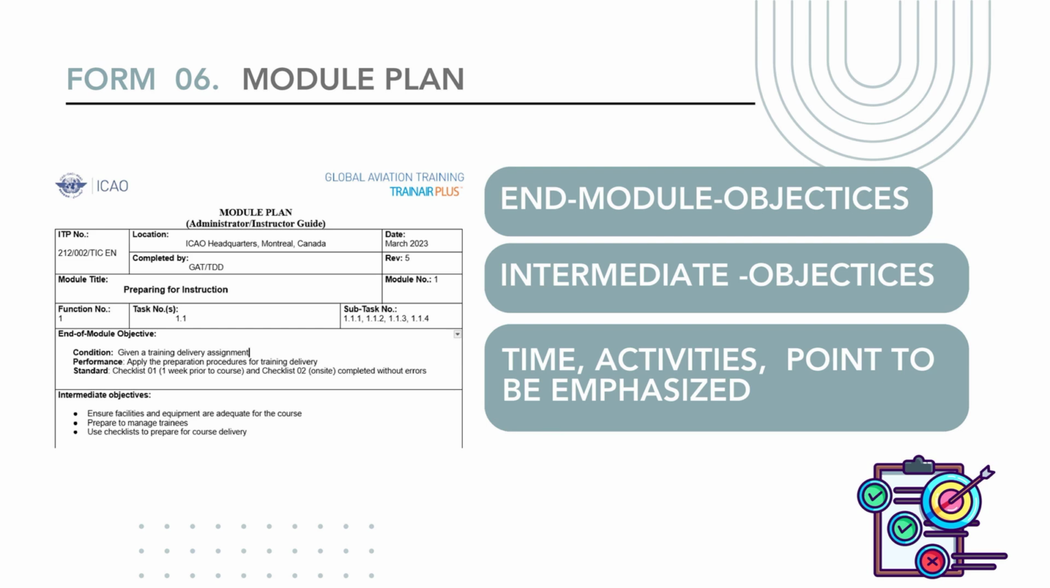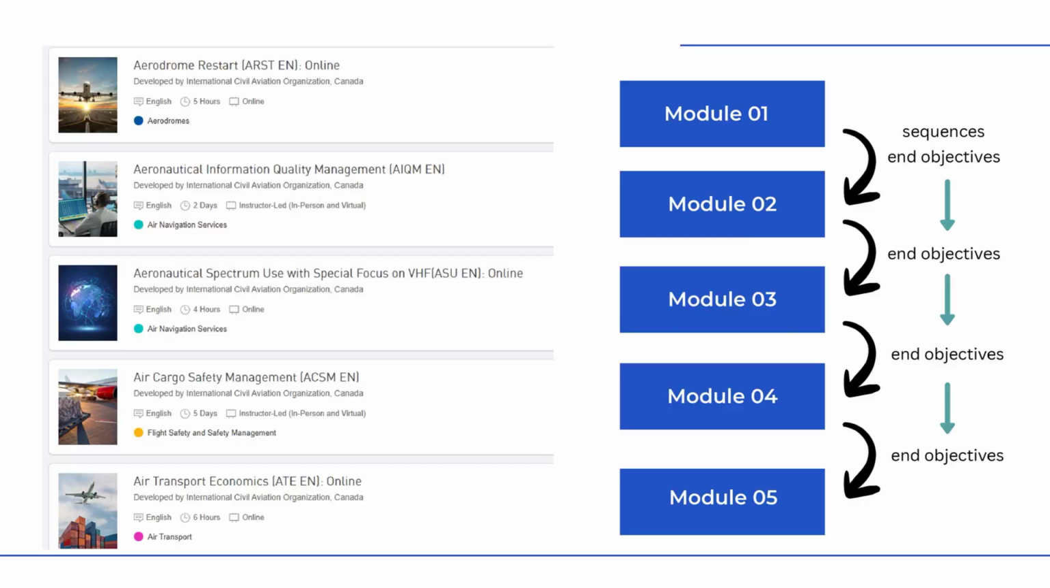Third, details on time allocation, learning activities, and key points to be emphasized. These help instructors manage delivery, maintain focus, and ensure consistency. In addition, the module plan also highlights the topics to be discussed and how the instructor should present each slide, ensuring that the teaching process is structured and aligned with the learning objectives. By mastering the module plan, you as an ICAO qualified instructor will always have a clear roadmap for guiding your trainees to achieve competency.